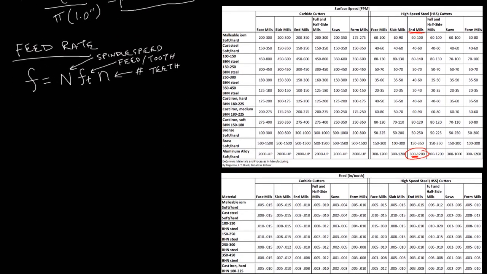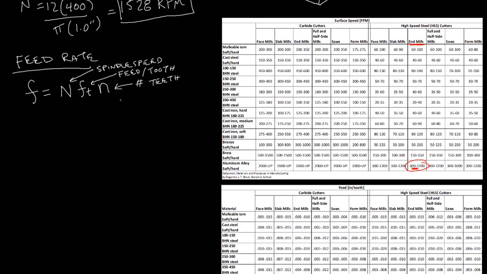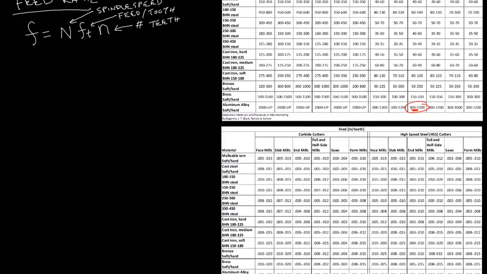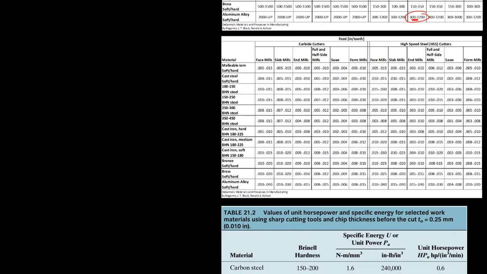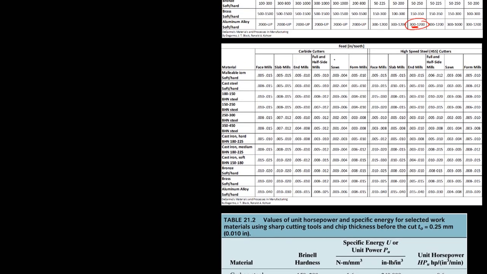The only thing we don't know is the feed per tooth. We know the spindle speed, and we know how many teeth we have. So we have another table here, and normally these tables would come from a brochure or a technical data sheet that comes with your cutter. But these are just general numbers that we can use, from DeGarmo's Materials and Processes in Manufacturing book. I'll switch to red pen here.